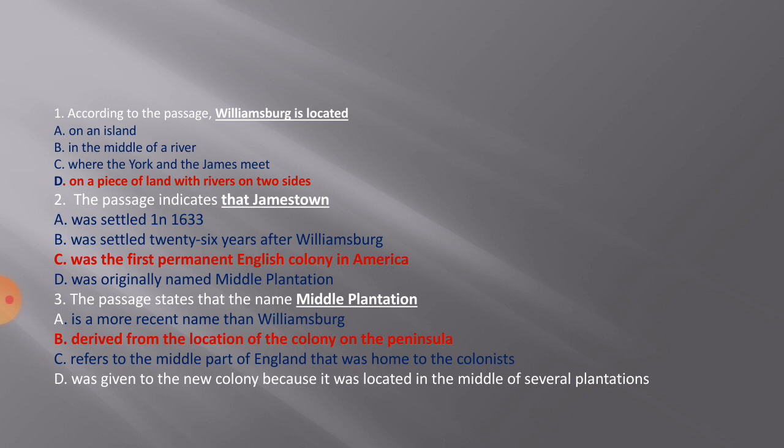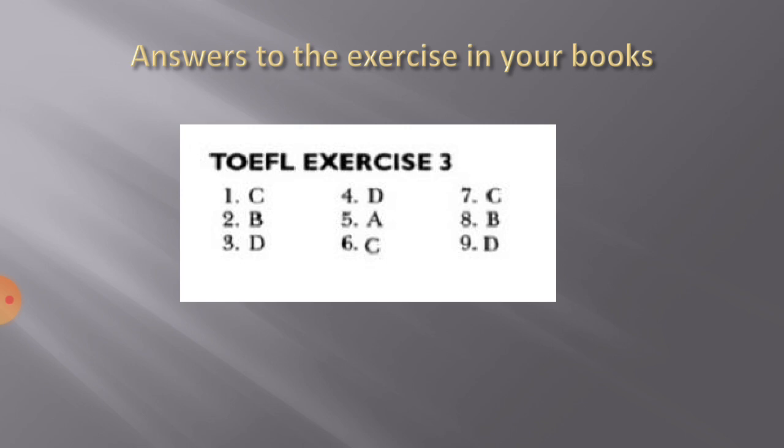Number 2, the passage indicates that Jamestown. The keyword in the question here is Jamestown, and according to the information in the passage, the best answer is C, which is a restatement of what is mentioned in the passage. And the third question, the passage states that the name Middle Plantation. The words Middle Plantation are the keywords in the question, and the answer is B, derived from the location of the colony on the peninsula, which is a restatement of what is mentioned in the passage.